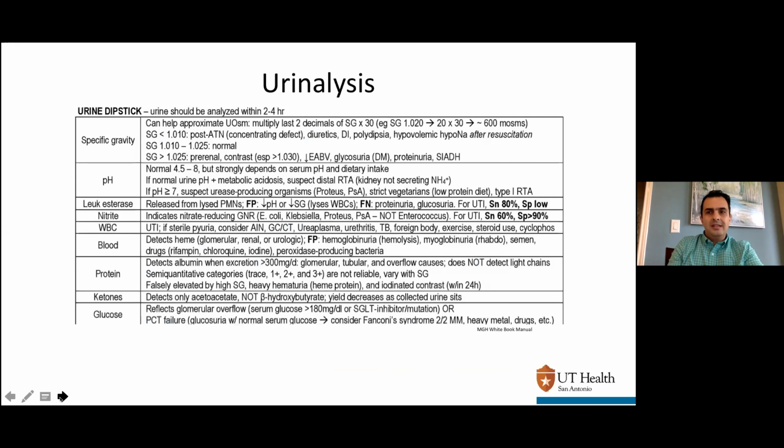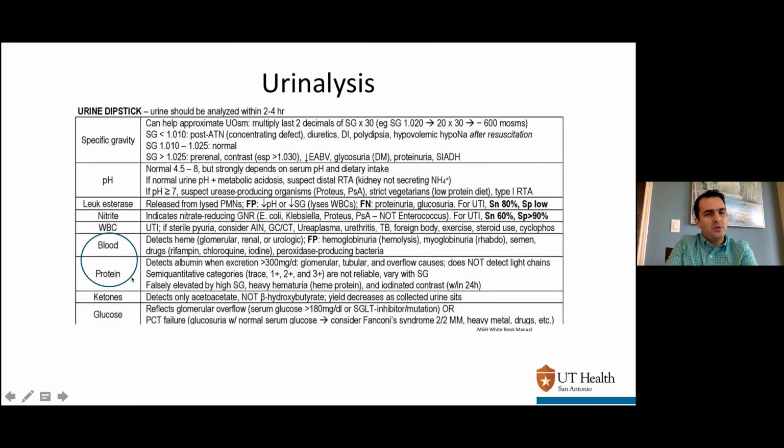So digging deeper into that urinalysis, it's very simple. In the kidney clinic, we do a dipstick, and it can be very useful for our patients. The main focus should be looking at blood and looking at protein. The urinalysis is very sensitive for RBC. So even 1 to 2 RBCs can be detected in urinalysis.